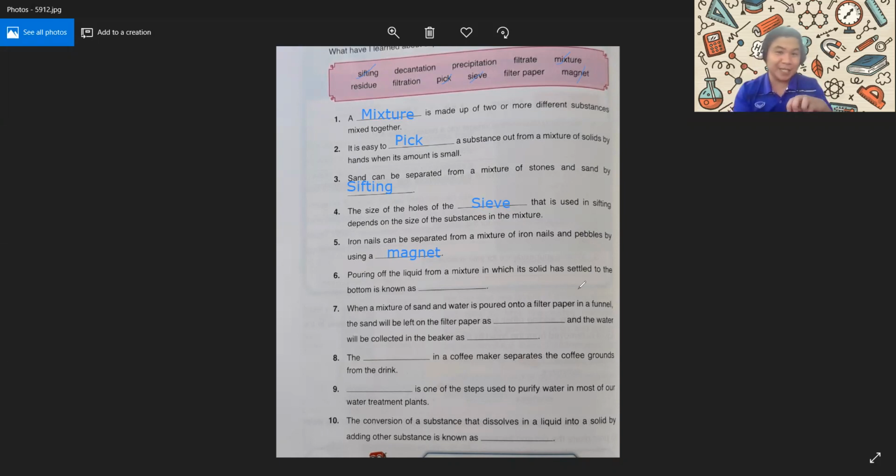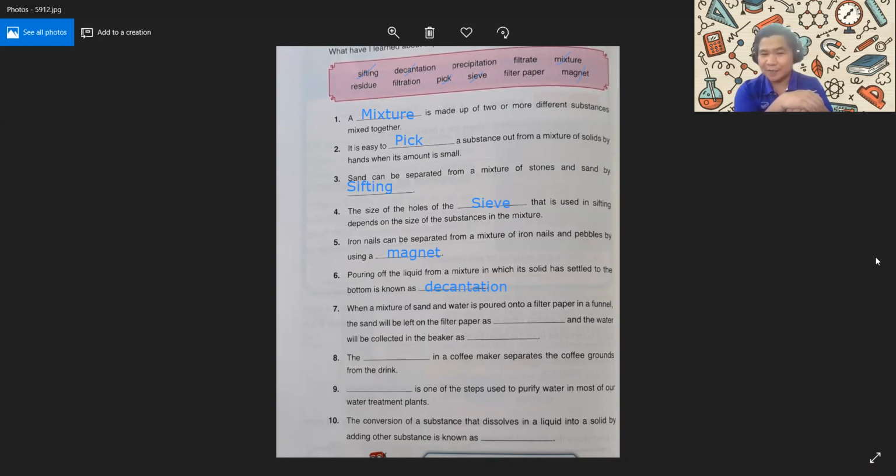Is it decantation or precipitation? It is decantation. There you go. Decantation. Number 6. And again, don't forget to cross out decantation at the top so you won't answer it again. It's very easy when we are answering together, right? Let's go to number 7.